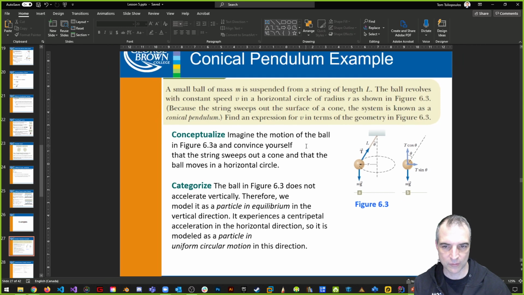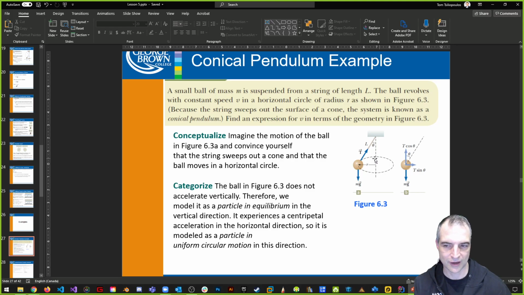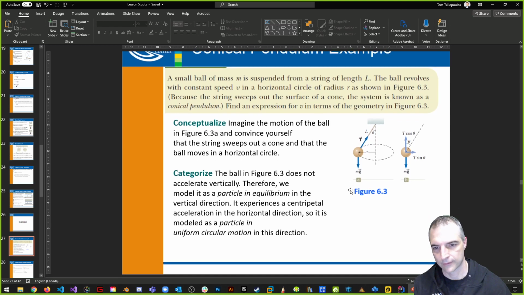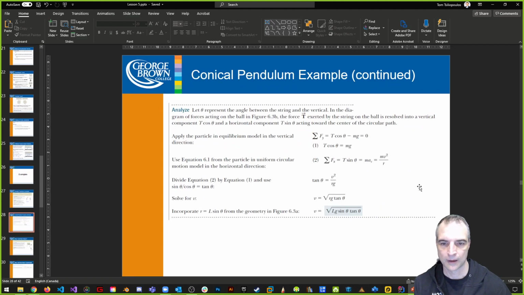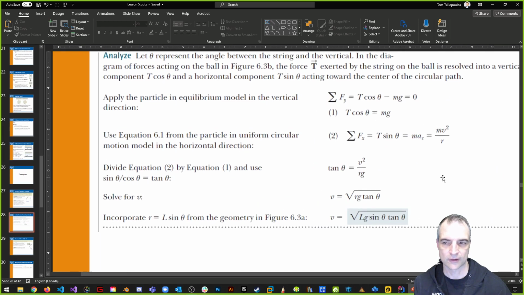Conceptualize. Imagine the motion of the ball and convince yourself that the circle sweeps out a cone. All right. Categorize. The ball in figure 6.3 does not accelerate vertically. It doesn't go up and down. It's only sweeping around horizontally. And so the particle up and down is in vertical equilibrium, right? The only time where we have forces changing is in this circular path, tangential to the curve. Okay?